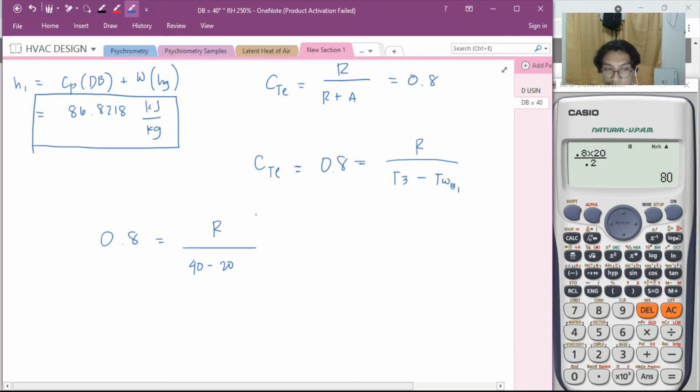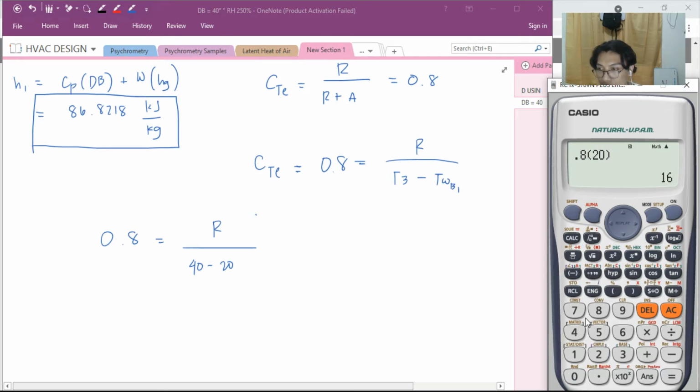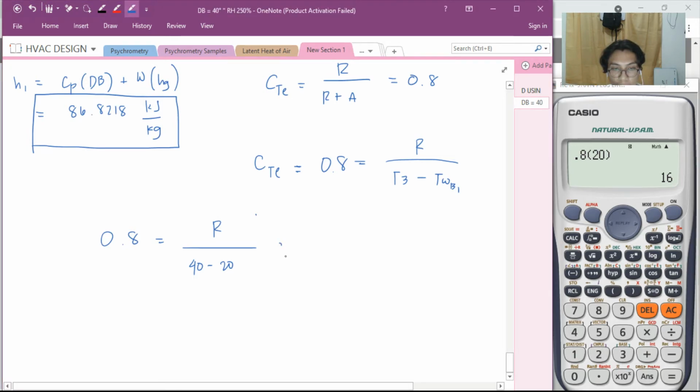So, R is 0.8 times 20. That is 16. Therefore, R is equal to 16 degrees Celsius. Yan yung range mo. Okay. May mahanap ka pa diyan? Meron pa po. Finally, masasolve mo na.